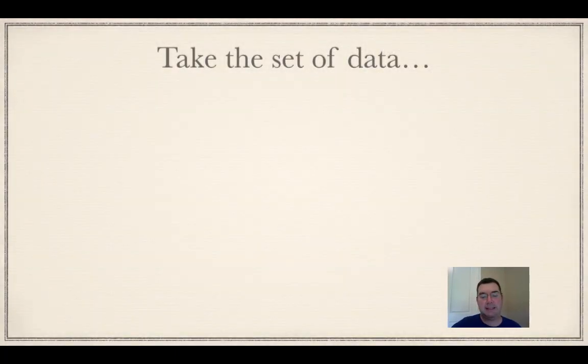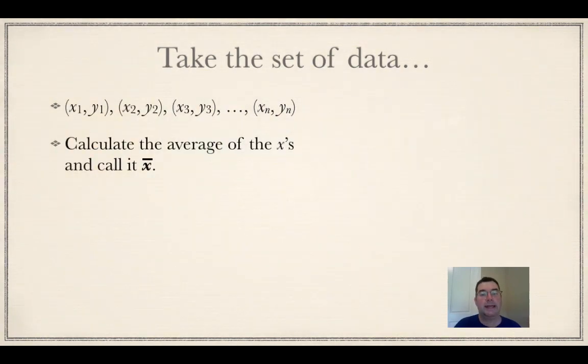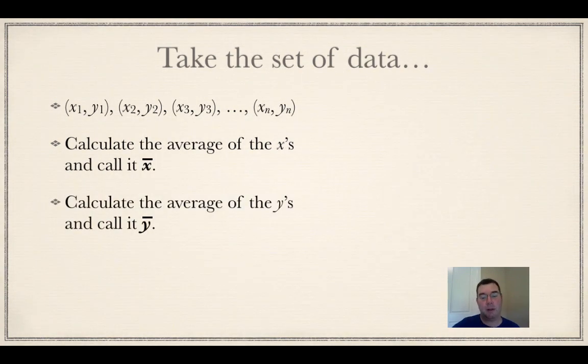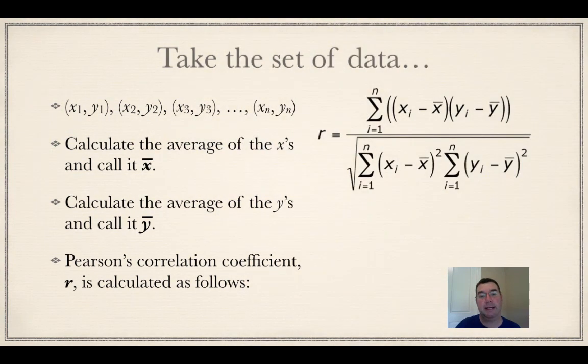We're going to take the set of data that we have, x's and y's, from the first set to the nth set of x's and y's. We're going to calculate the average of all of those x's, and we're going to call that x bar. We're going to calculate the average of the y's and call that y bar. And then we're going to plug all of that information into a formula for Pearson's correlation coefficient. It's named R, and here's how it's calculated.